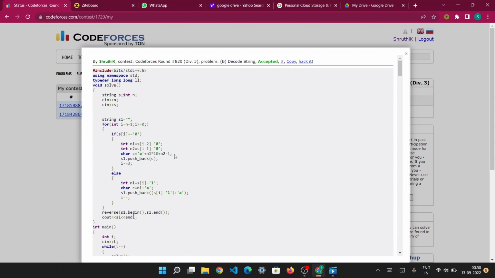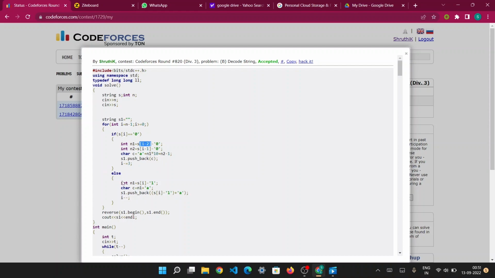so we need to add something more than a. So for b I will add 1 more though it corresponds to 2. So s1 dot push_back c will append this character to the string. I am here decreasing i by 3 because s of i is 0. I've already taken into account i minus 1 and i minus 2. So I need to move by 3 places.